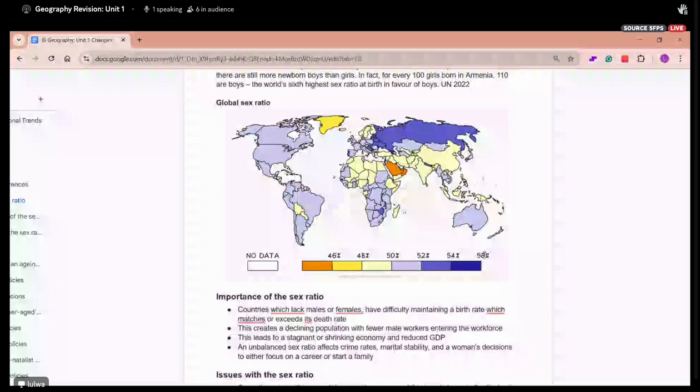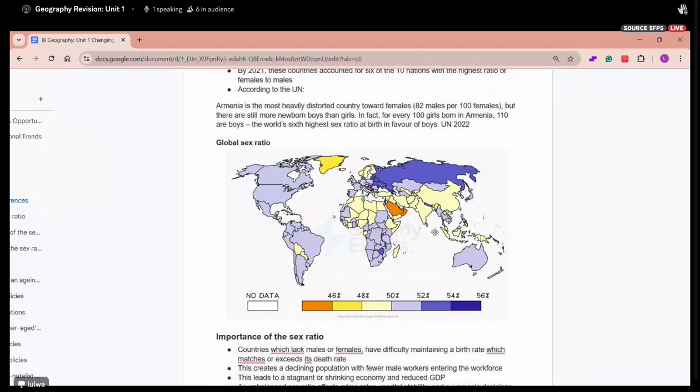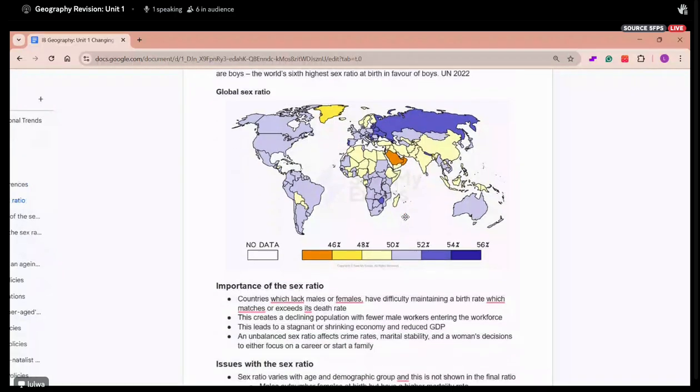Global sex ratio. Here's a global sex ratio. As you can see, countries such as Saudi Arabia, the UAE, and I think that's Oman, they have the lowest sex ratios. That means lowest percentage of women. However, you have countries such as Russia and Eastern Europe who have really high sex ratios. So this is also a way you can read a map.